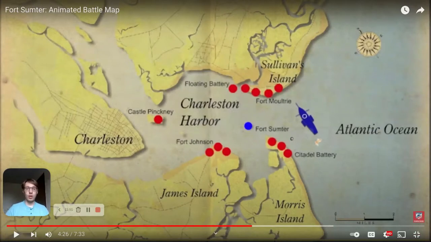Okay, so this all happened. The Star of the West happened before Lincoln is even president. James Buchanan is president right now. This is where I say he just kicked the can down the road to the next president.